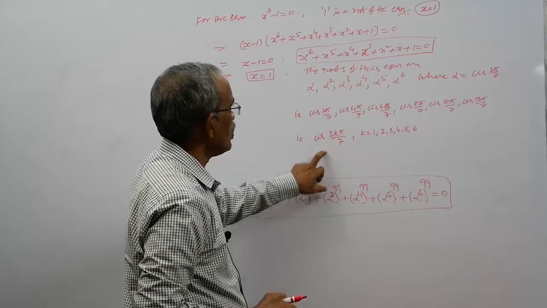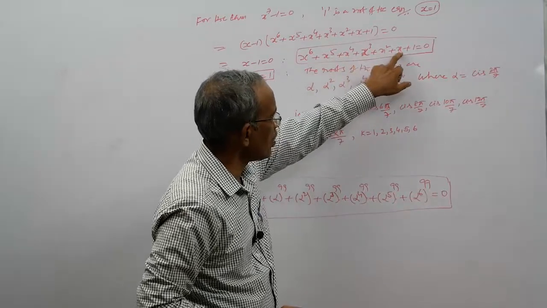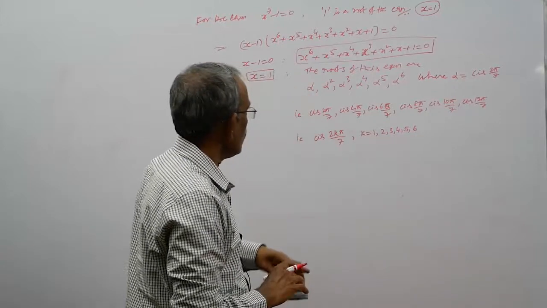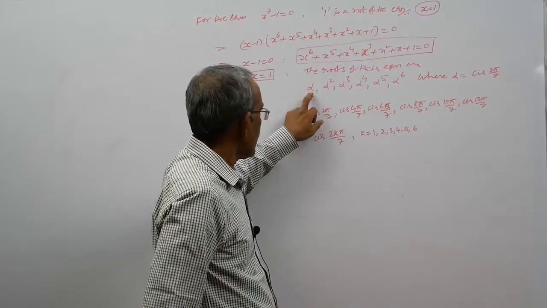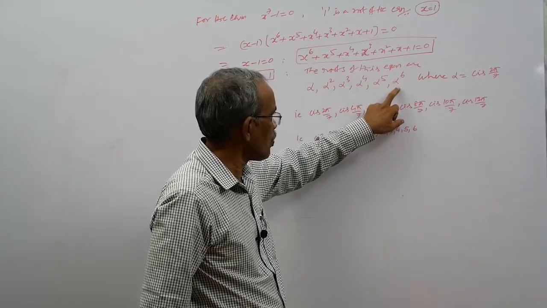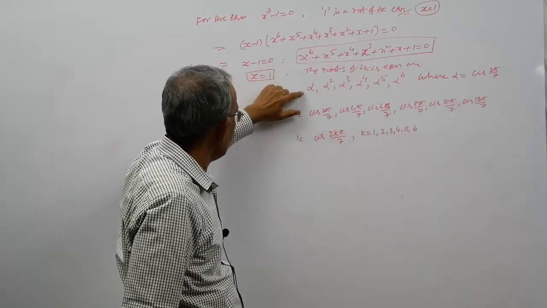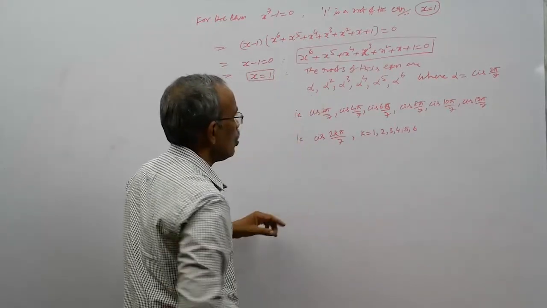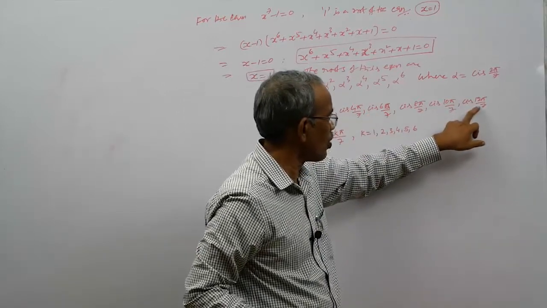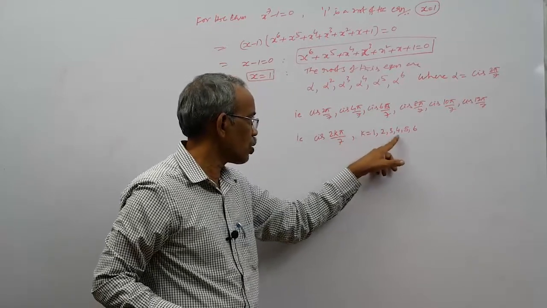These are the roots of this equation: x power 6 plus x to the power of 5 plus x to the power of 4 plus x cube plus x square plus x plus 1 equal to 0. The six roots are separately indicated by alpha, alpha square, alpha cube, alpha power 4, alpha to the power of 5 and alpha to the power of 6, where alpha equals cis 2 pi by 7. This is already proved in the previous explanation. So we get alpha equals cis 2 pi by 7, alpha square is cis 4 pi by 7, up to cis 12 pi by 7. These are all represented by cis 2k pi by 7, where k equal to 1 2 3 4 5 6.